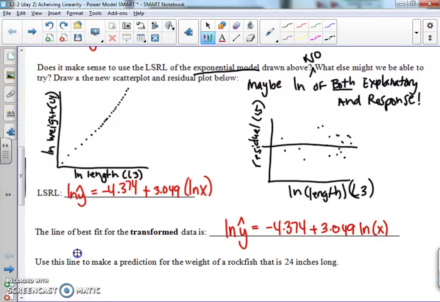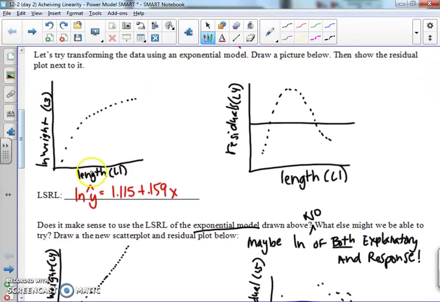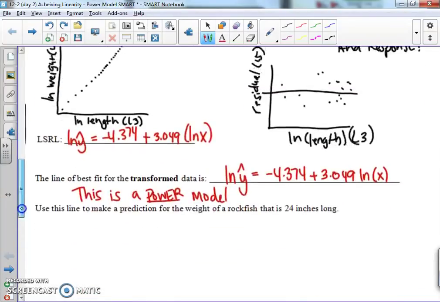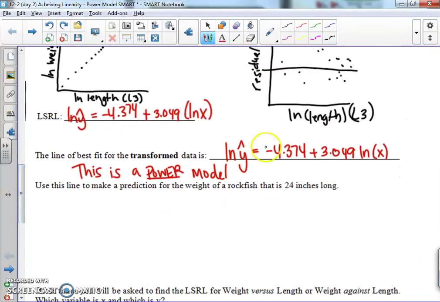Okay? We call this a power model. This is a power model. The exponential model is this one, where you only take the natural log of the response. A power model is when you take the natural log of the response as well as the explanatory.